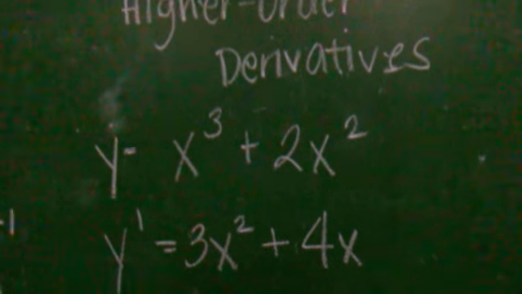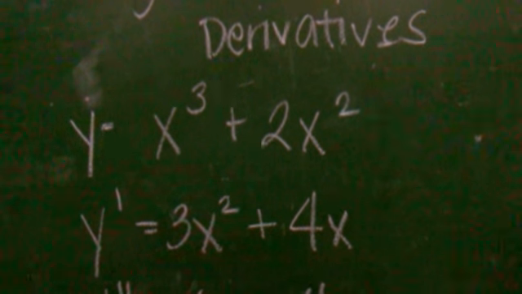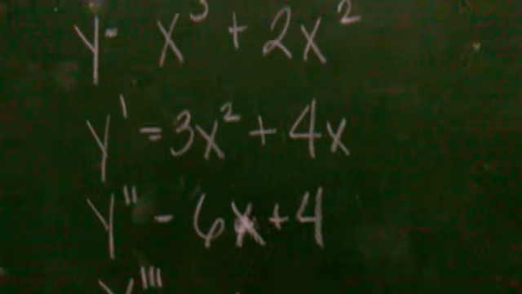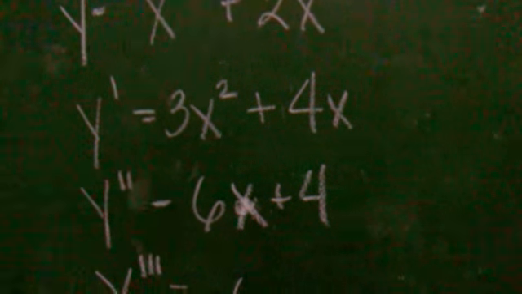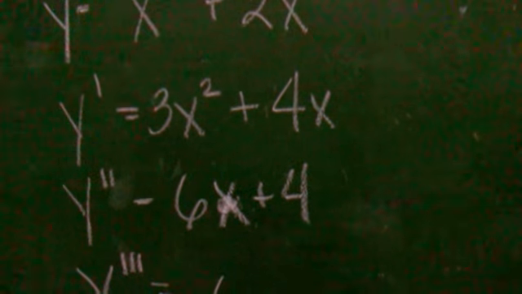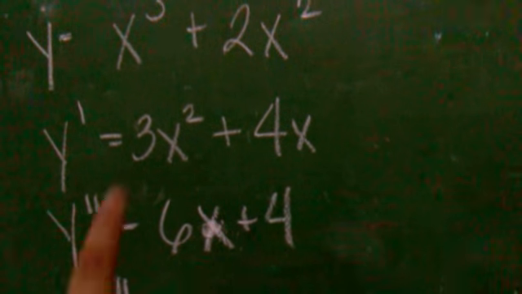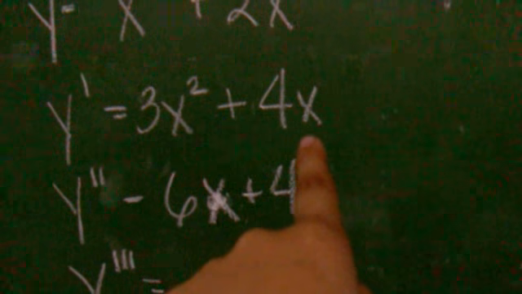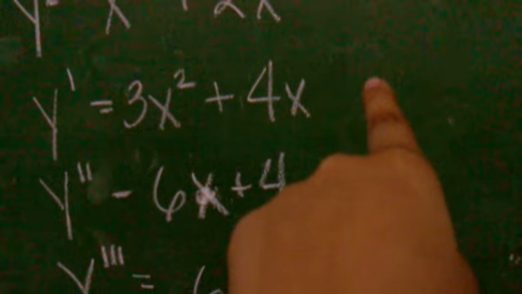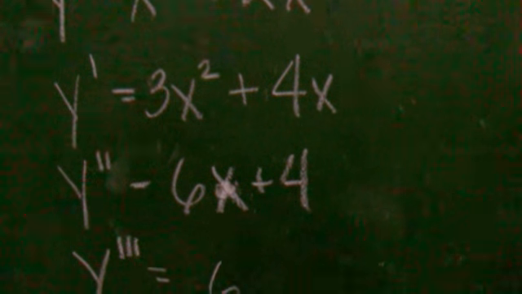When looking for the second derivative, all we have to do is do the same process. 2 times 3 equals 6. Then, 2 minus 1 is 1. So, we don't need to put the 1 there. Plus 4, because 1 is the exponent, and 4 times 1 equals 4.